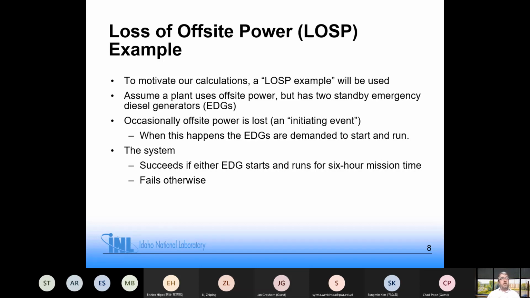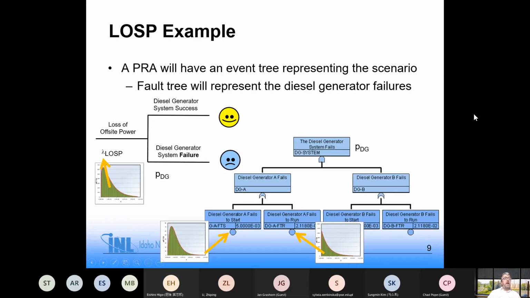What that means is if one diesel fails, I'm still okay. But if two diesels fail, then I'm not okay. So I've now defined my success and failure spaces. I could then take that information and put together a PRA model. What that might look like is shown on slide 9 here, where I'll have an event tree, which is this little structure here on the left.